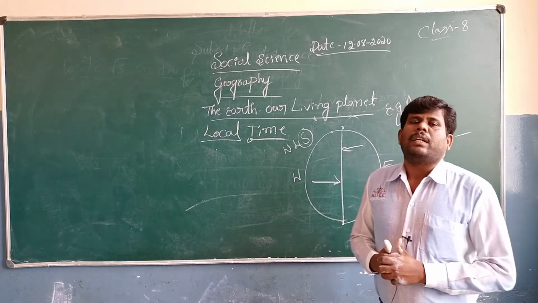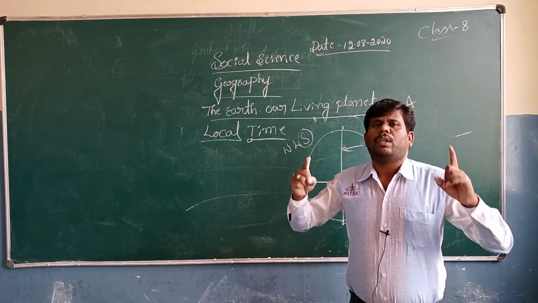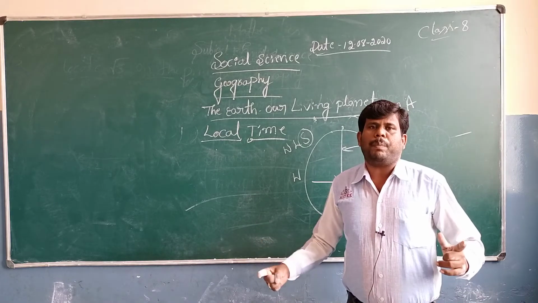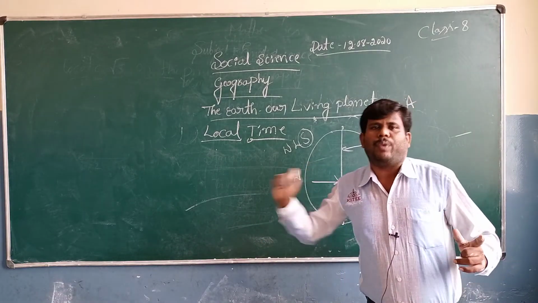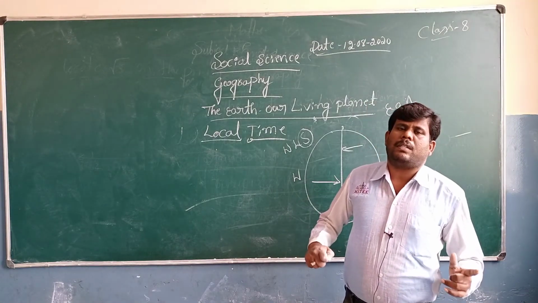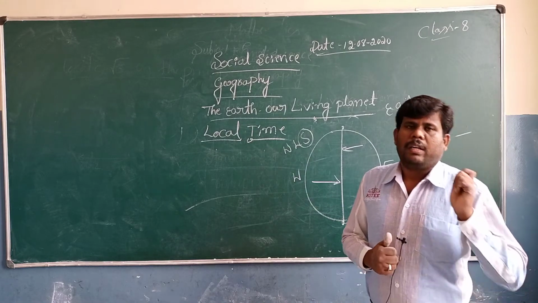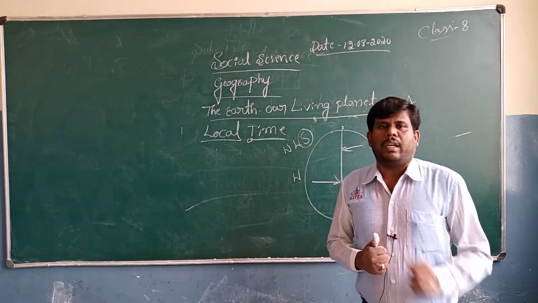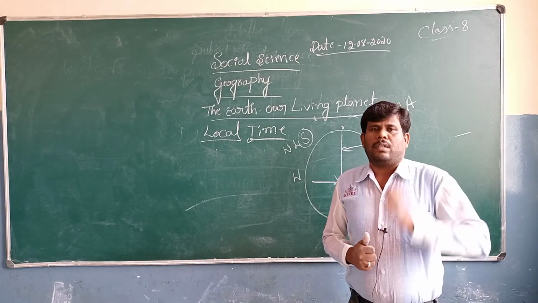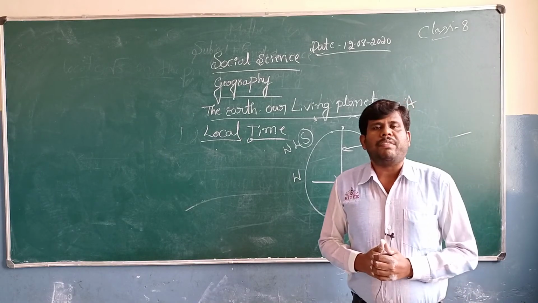Because of the confusion of day and date, if a ship crosses through this line from east to west, they subtract a day. If the ship crosses this line from west to east, they add a day or date. So that is the international date line. Okay, this is the lesson of the Earth, our living planet.